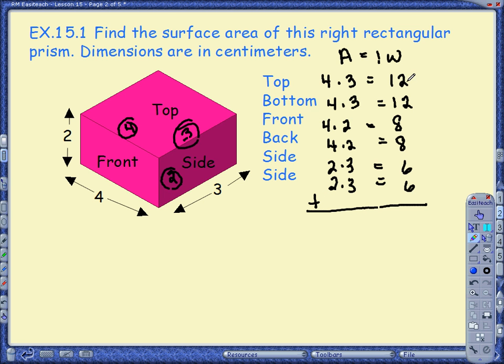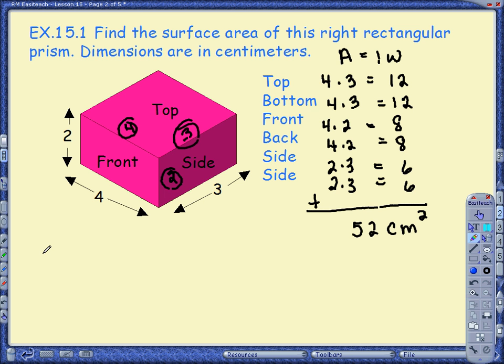Now we're going to add up all those areas. 12 plus 12 is 24, plus 8 is 32, plus 8 is 40, plus 6 is 46, plus another 6 is 52. And we use our unit, and whenever we're doing area, we put a little squared mark by it.